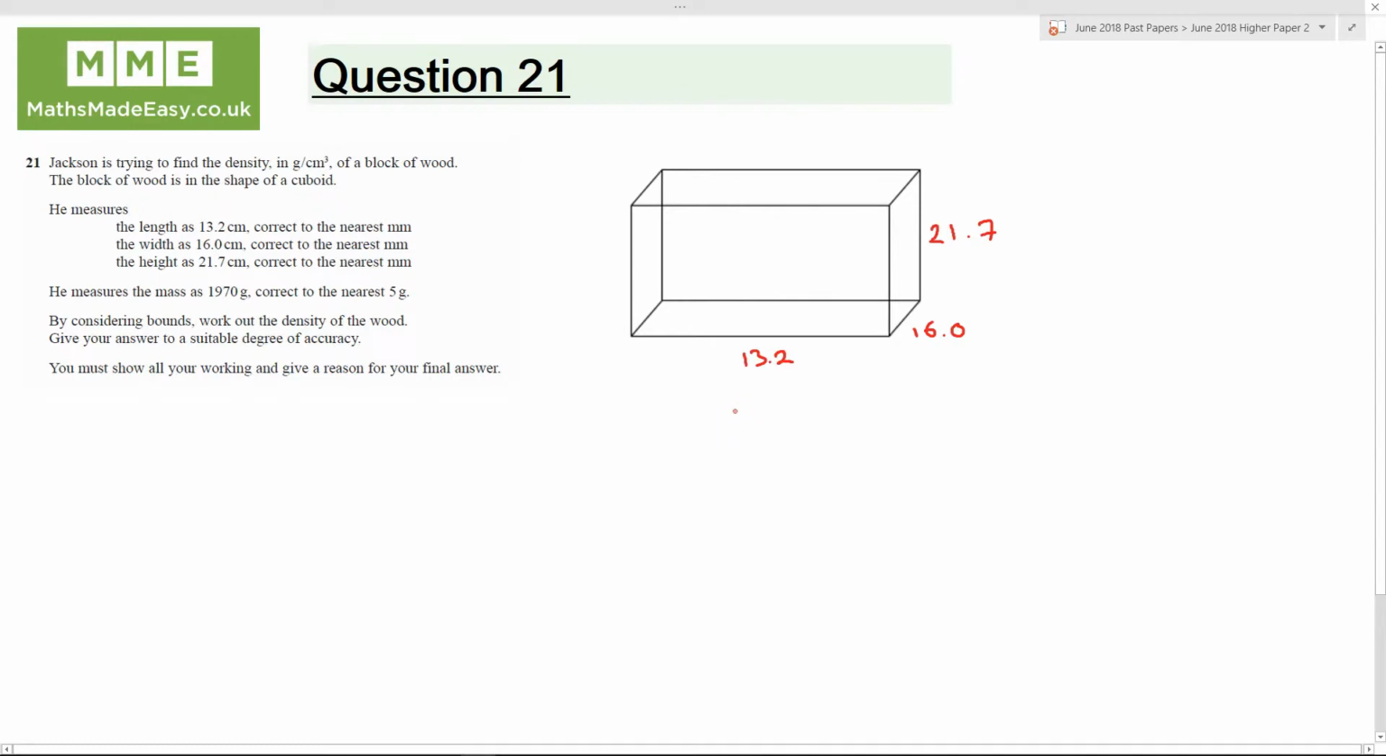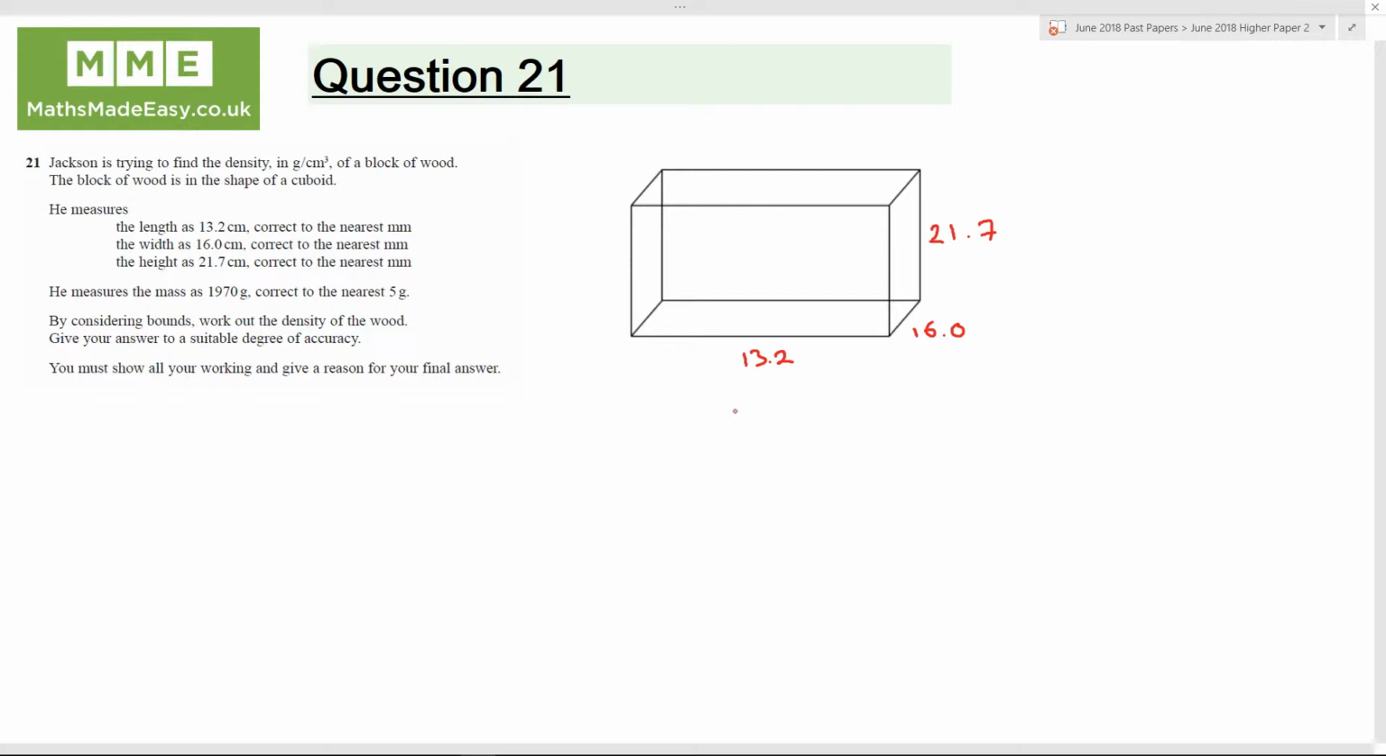He measures the mass to be 1,970 grams, correct to the nearest 5 grams. By considering bounds, work out the density of the wood. Give your answer to a suitable degree of accuracy. You must show your workings.